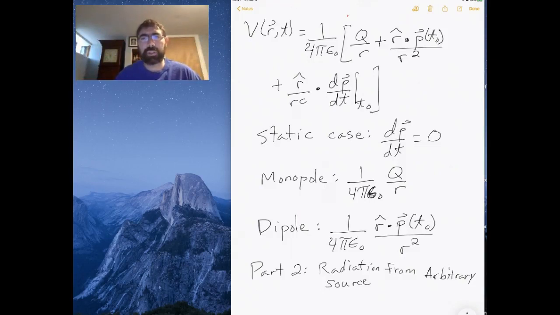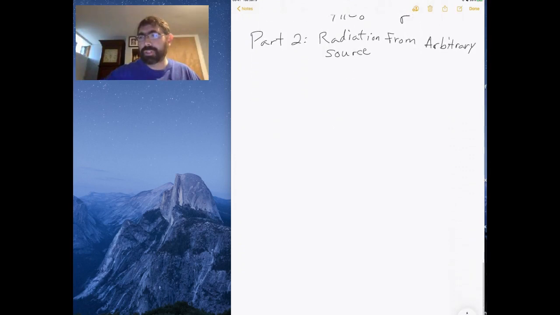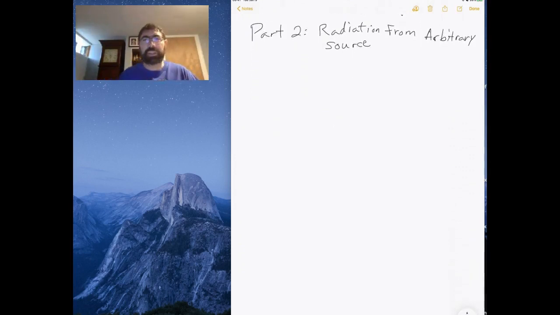In this lecture, we're continuing our derivation of the radiation from an arbitrary charge and current source. Where we left off last time was this result, where we got the electric potential, which contained three terms: a monopole term, a dipole term, and a time-changing electric dipole, which we ignored. We said we don't want to consider that case right now. So now in this lecture, we are going to start considering the vector potential.